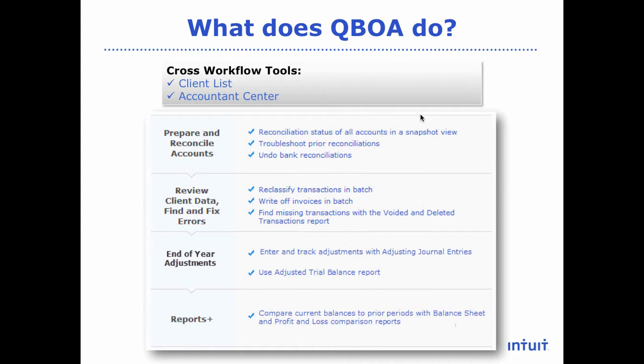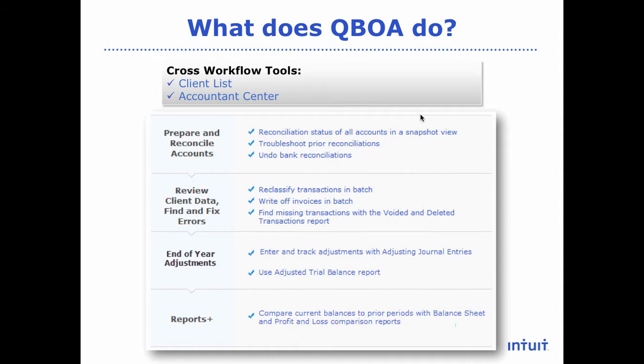So QuickBooks Online Accountant has a lot of really cool tools, and you're going to access this through your client list. Once you choose the client from your client list, you'll be logged into QBO directly to an accountant center that's going to have some tools that are specific for us. And you can see here there's a list of all of the great tools that we have, entering journal, adjusting journal entries, and some specific reports that are available too. And we'll get to all of those in just a couple minutes.